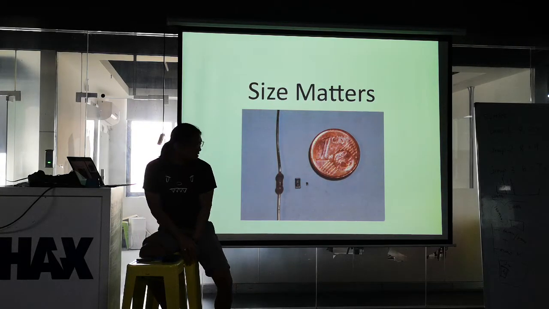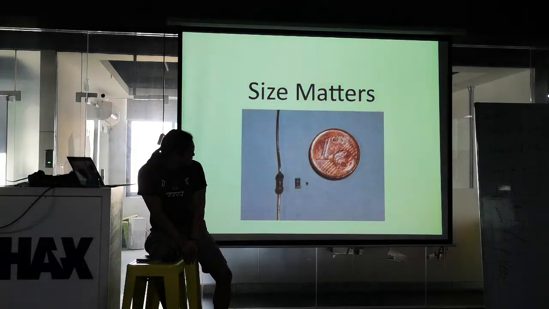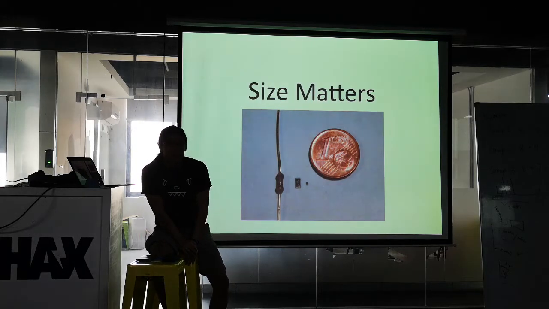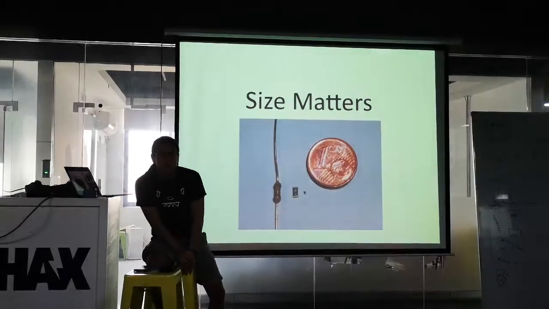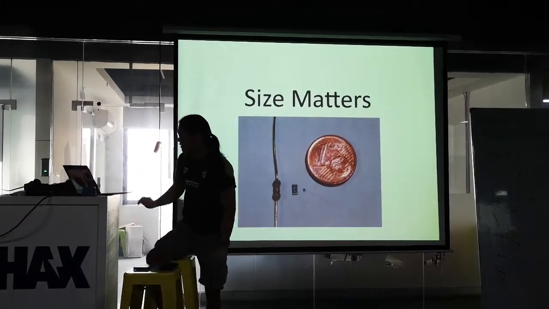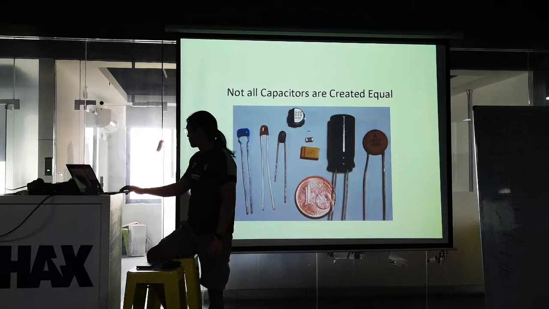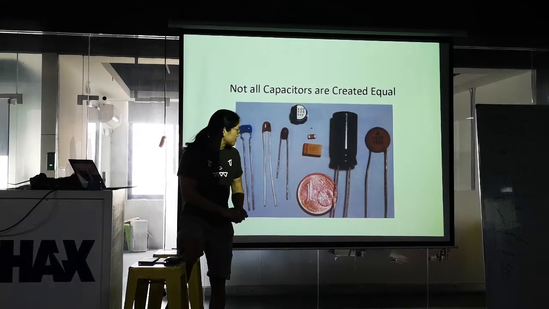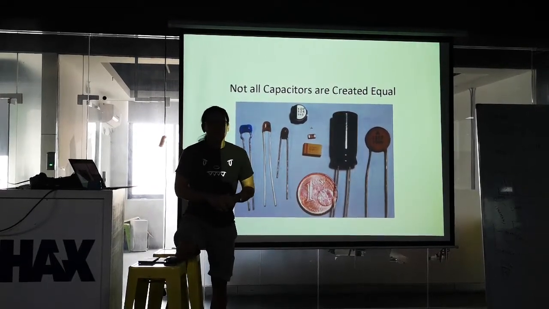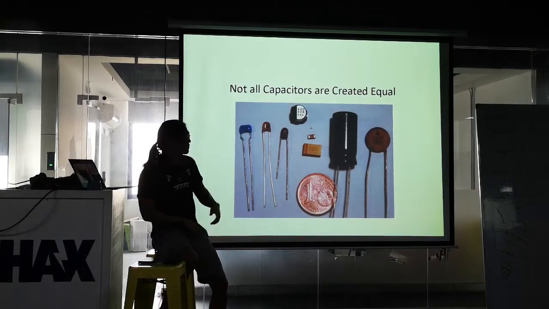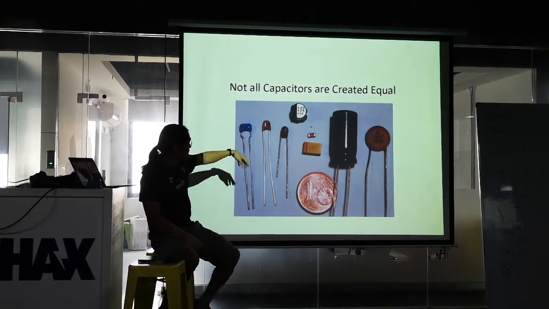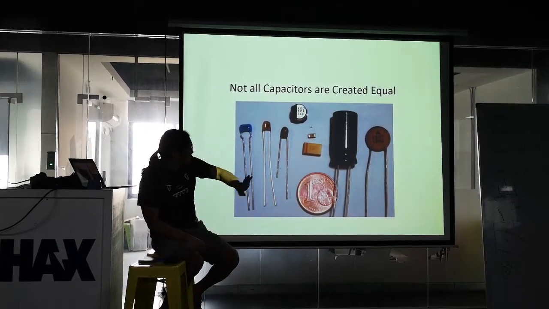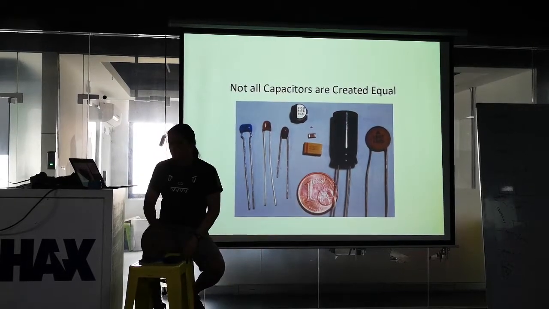So size is very important. When you say you want a 10K resistor or something like this, they come in all shapes and sizes, from through-hole components to surface mount components. Capacitors come in many different sizes as well. You could say you want a 10 microfarad capacitor, but you have everything from ceramics, tantalums, electrolytics, these types of things.